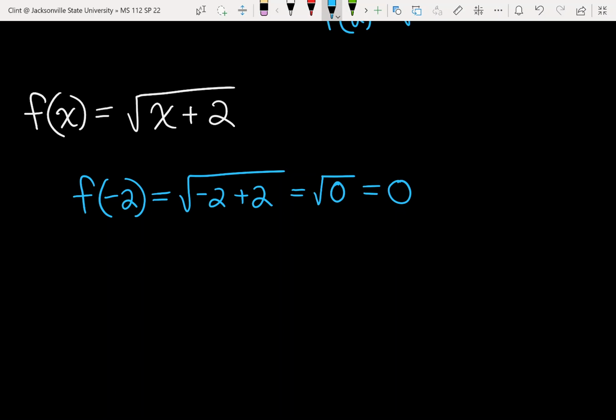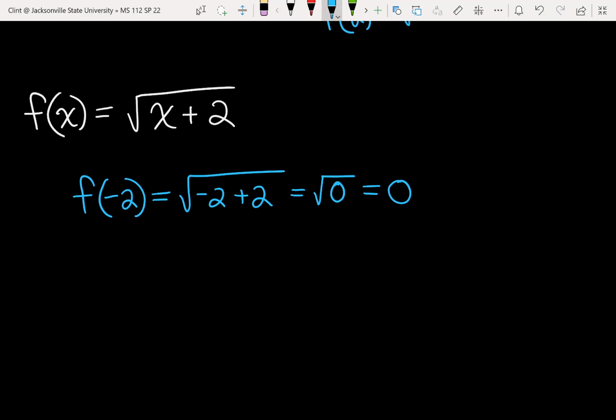So for our other x values that will work, will they have to be bigger or smaller than -2? So let's think if we went smaller. Like if we tried -3, we would have -3 plus 2. So what kind of number would we get under here then? We'd get a negative, and that wouldn't work. So we need all of our x values to be bigger than -2.